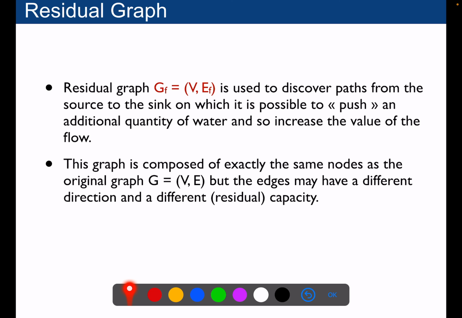So to discover very interesting paths like that, we will have to build an intermediate graph that we call the residual graph. The residual graph, and we use that notation of a subscript F to say that it's a residual graph, is used to discover the path from the source to the sink on which it's possible to push an additional quantity of water, and so increase the value of the flow.